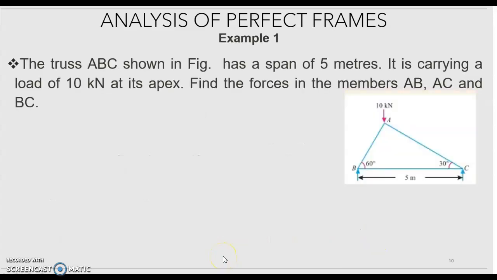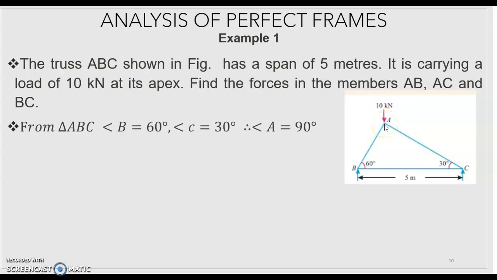Example: the truss ABC has span 1 meter, angle B is 60 degrees and angle C is 30 degrees. At joint A a 10 kilonewton load is acting. From this triangle, angle B is 60 degrees and angle C is 30 degrees, so the angle A should be 90 degrees. So this is a right angle triangle.